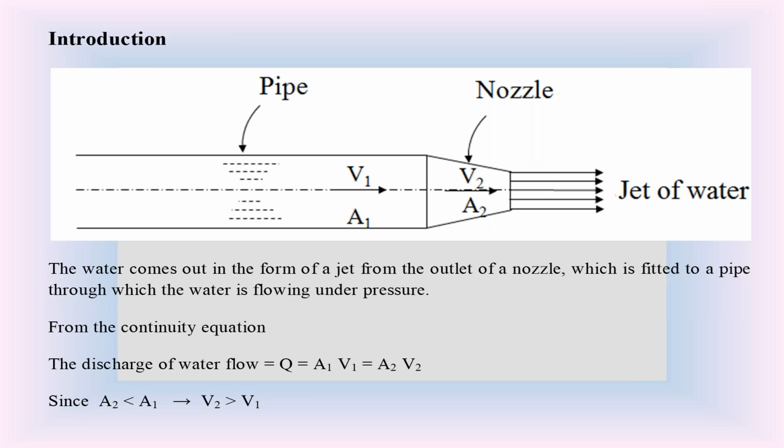So in this unit 1, we are going to discuss the expressions of forces exerted by the water jet on the metal plate. But in order to derive those equations for the force exerted by the water jet on the metal plate, we are using Newton's second law of motion.